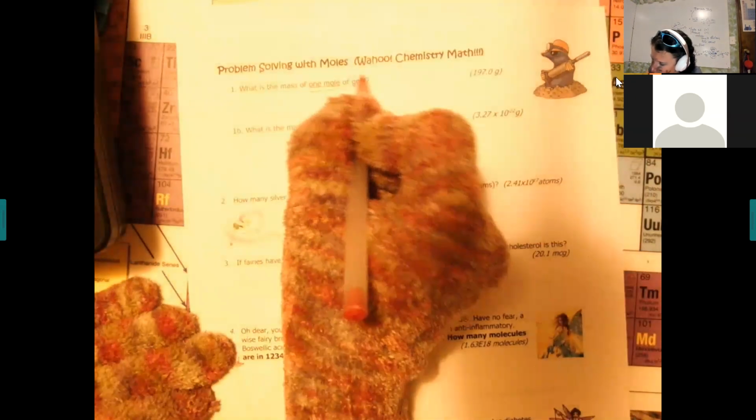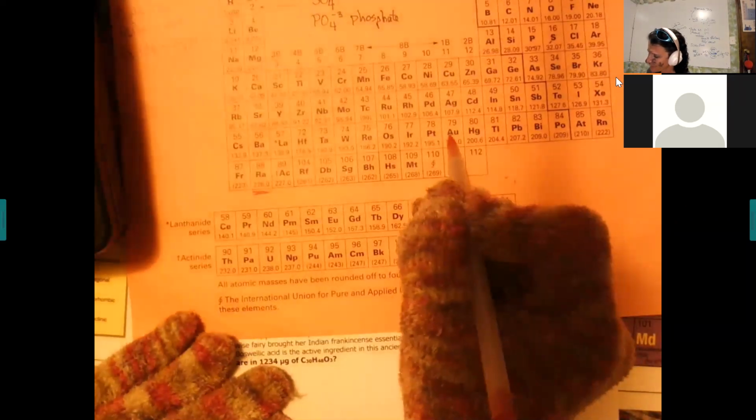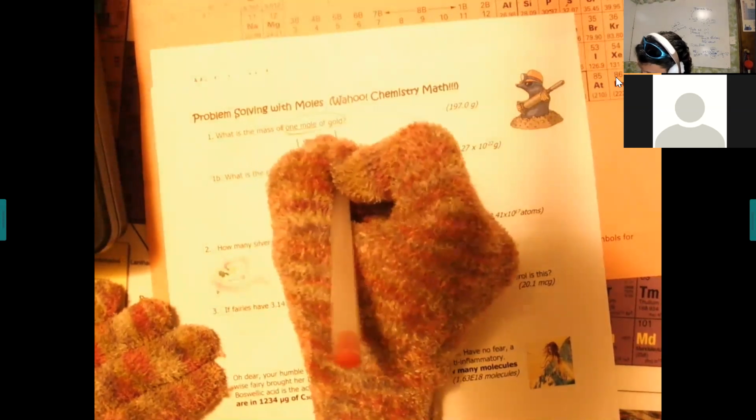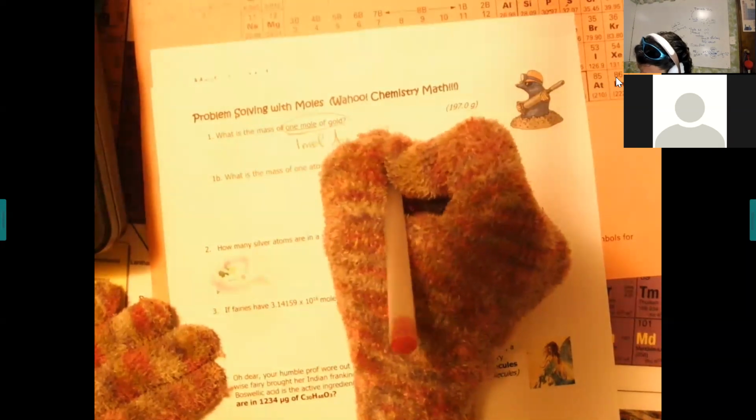So if you have 1 mole of gold, periodic table, look, got a nicer one. So that is what this number down here is telling you. That is called the atomic mass. And it means how many grams you have if you have 1 mole. And what that has to do with that number on the other side is that 1 mole of gold is 197 grams.